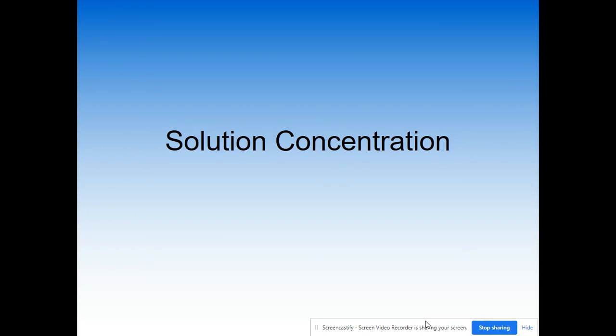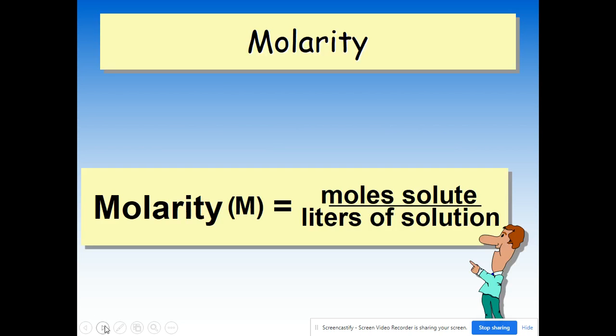Today I want to go over solution concentration. There are two different ways that chemists often measure solution concentration when they're in the lab. I'm going to be going over those two main ways. The first way is something called molarity. This is from the mole unit.